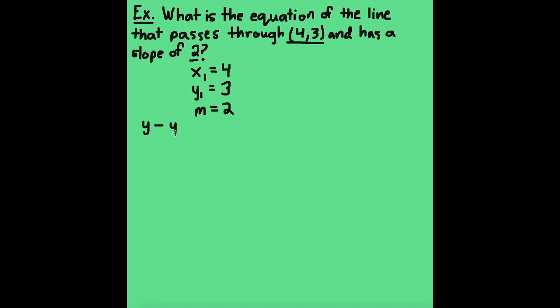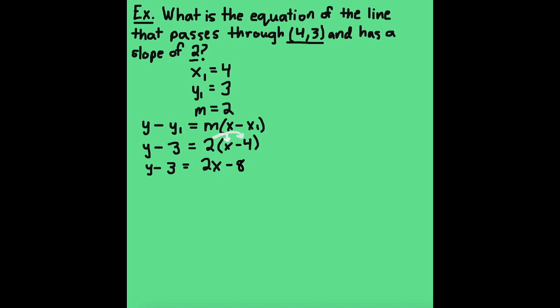Point-slope form is y minus y1 equals m times x minus x1. So let's substitute the numbers we have. We have the values for x1, y1, and m. So we will get y minus 3 equals 2 times x minus 4. Then, on the left side, we have y minus 3. Then on the right side, we will distribute. On the right side, 2 times x is 2x, and 2 times negative 4 is negative 8. So on the right side, we have 2x minus 8.